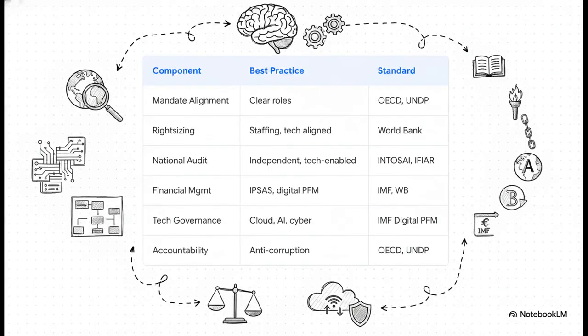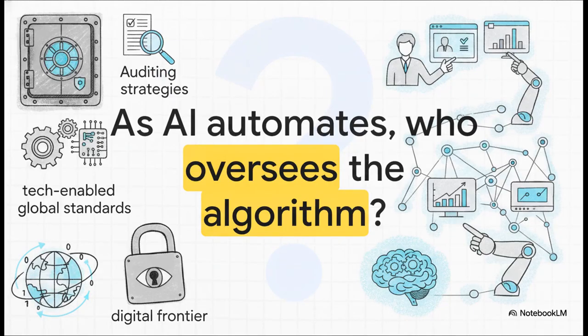And this brilliantly illustrates how the big picture finally comes together. Every single component we've discussed today, from right-sizing to digital financial management and cyber governance, it all maps directly to corresponding global standards from the OECD, the World Bank, INTOSAI, and the IMF. None of these operate in a vacuum. They all interlock perfectly to form one single, highly robust, and completely modern institutional blueprint. So we've theoretically built an incredible, right-sized, tech-enabled, highly secure institution based on the absolute best strategies for auditing.